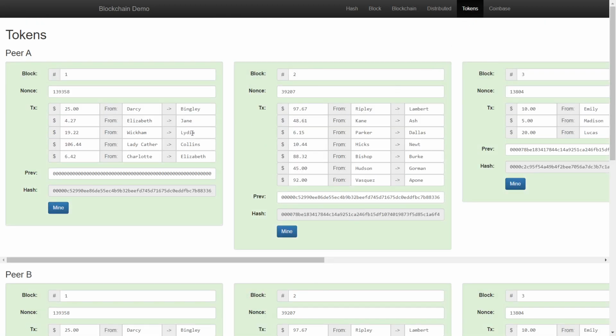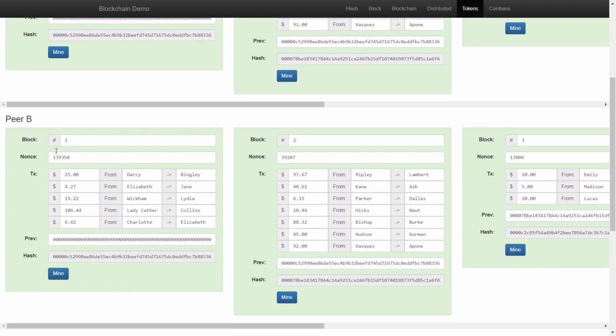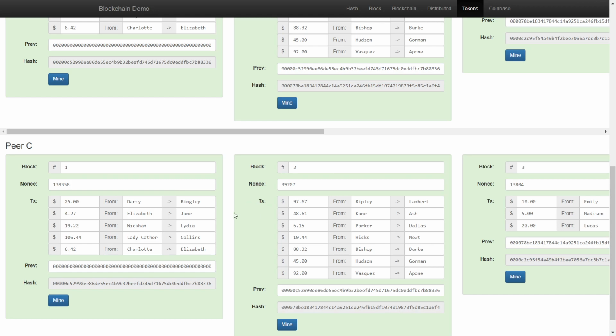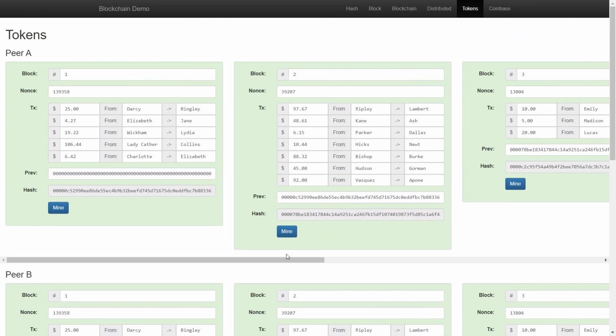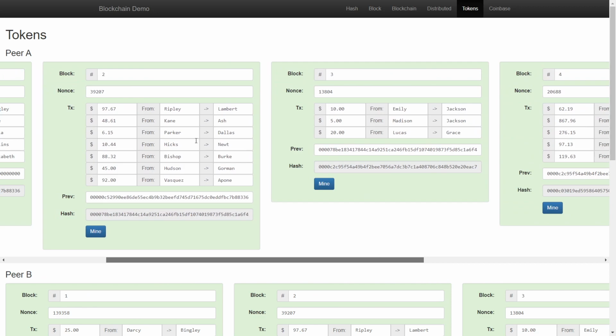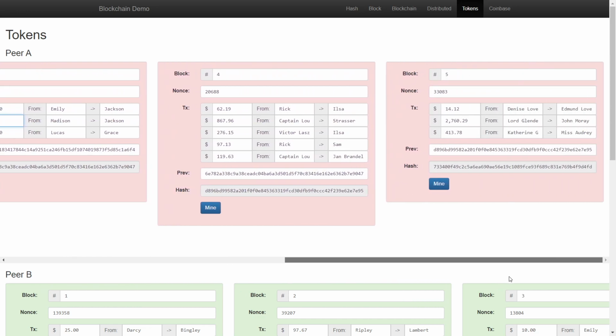Here it is the same scenario. There are peer 1, peer A, peer B, and peer C. All of them have the same transactions, the same blocks. Let's suppose at block 3 peer A tries to change a transaction. There are several transactions, and he tries to change the Madison to Jackson $5 transaction to $5.30. Now you can see the block becomes invalid, and the blocks after that also become invalid.